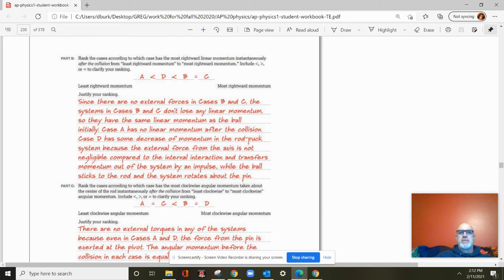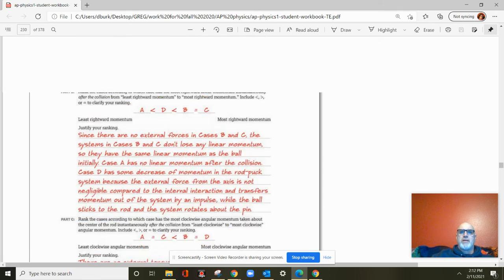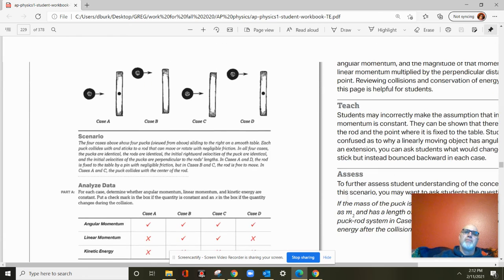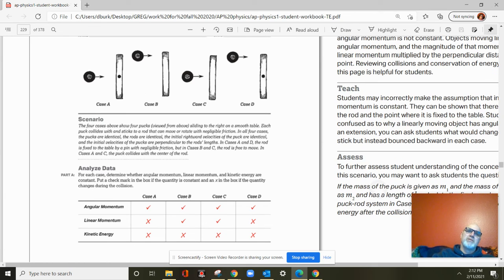And D has a decrease in momentum in the rod puck because the external force from the axis is not negligible compared to the internal interaction. Oh boy, that's a lot of words. Oh, the balls are going to stick to the rod. I forgot that the balls were sticking to the rod. Okay, well then that makes sense. Right, and that's why the energy changes, because these are inelastic collisions. And when you have inelastic collisions, you lose kinetic energy.